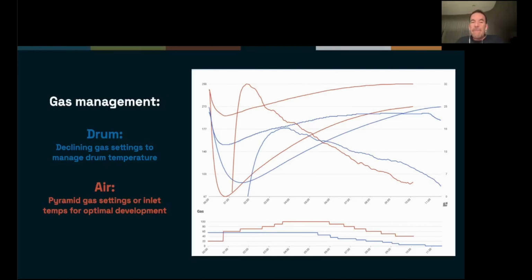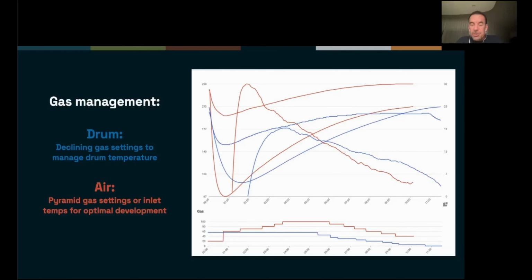The Loring is one of the few air roasters that is managed by gas valve settings. And if you have a Loring or a similar machine, what I recommend is, much like in this red curve here, the gas settings rose during the first third or so of the roast. They stayed high for about the middle third, and then they went down during the last third. I call this the pyramid. The idea here is that the pyramid will help boost development in such a roaster.